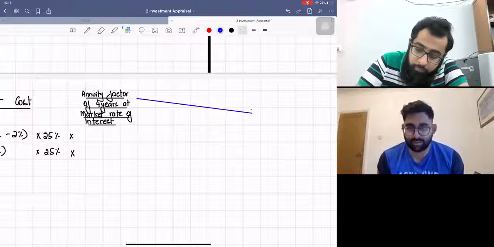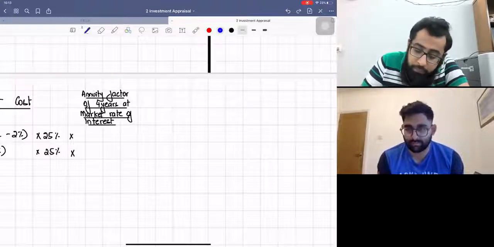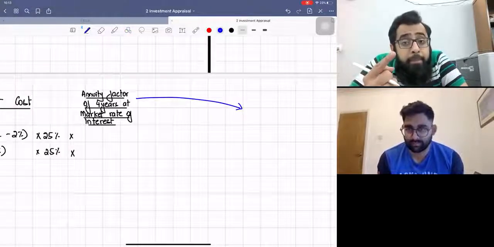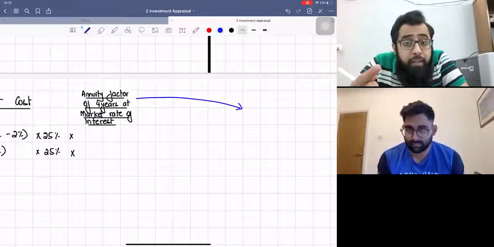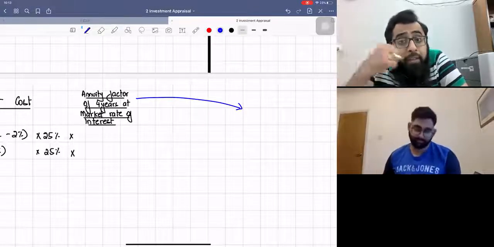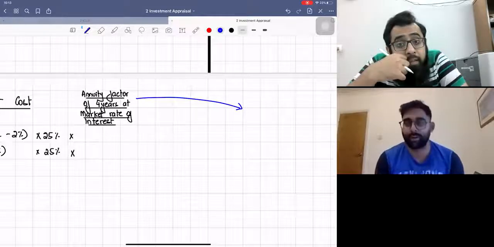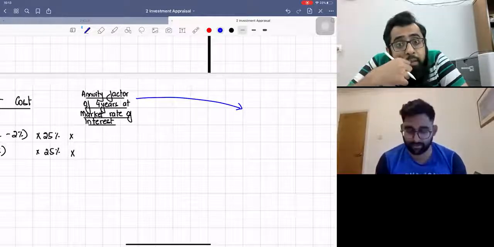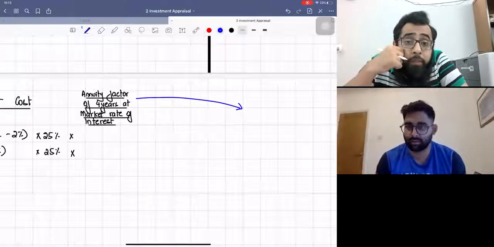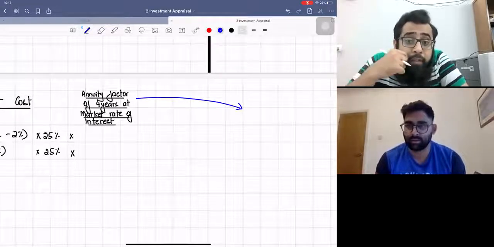So what discount factor do we use? Discount factor is for the benefit when it is for 1 year. Discount factor is for 1 year, annuity factor is for a period of years, and perpetuity factor is forever. I know that. I'm saying what discount factor rate do we use? Here we are using the discount rate of 7.5%, which is the market rate of interest.